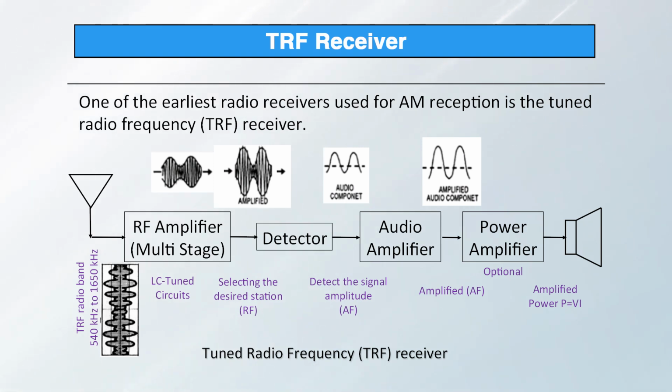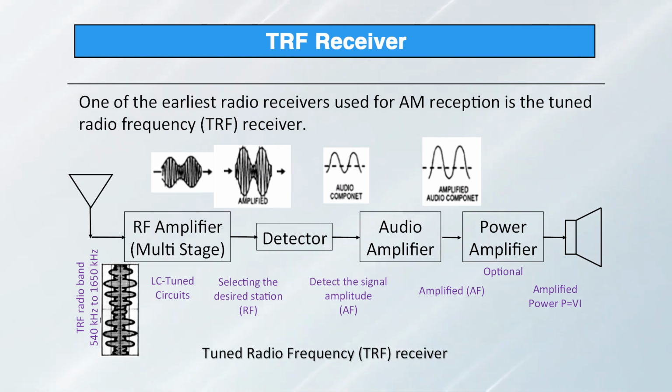It provides initial amplification to overcome the inherent noise and losses in the antenna and the transmission line, and sets the stage for subsequent stages to process the signal more effectively. Now, the design considerations: it must be tuned to the frequency of the desired radio station to maximize signal reception. Selectivity is critical to reject unwanted signals and noise.